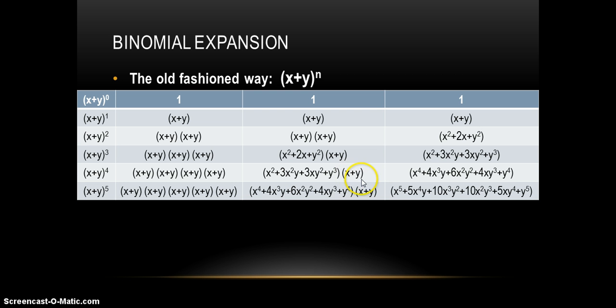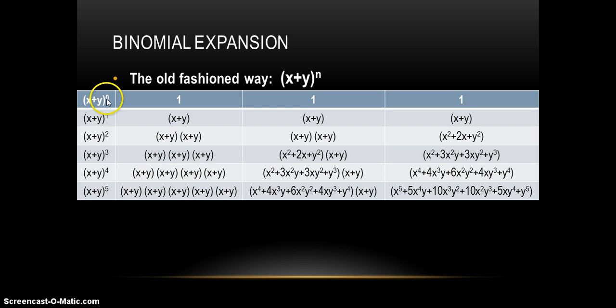Now let's talk about binomial expansion. What binomial expansion is talking about, it's about raising a binomial, any binomial, to a positive integer. Now this is the old-fashioned way, where you're just going to have to multiply time and time again until you get to the answer you're looking for.